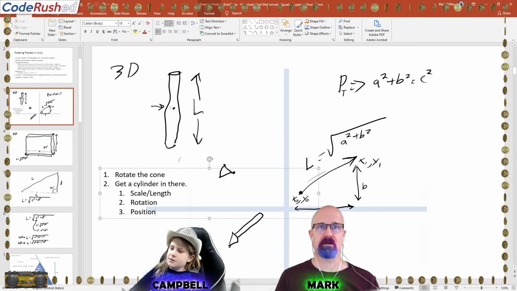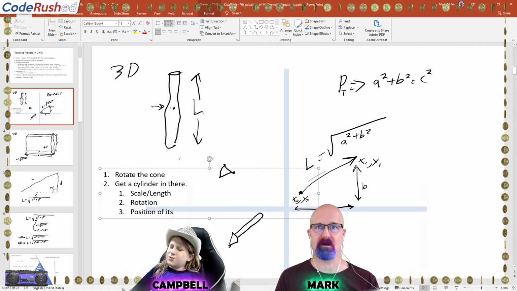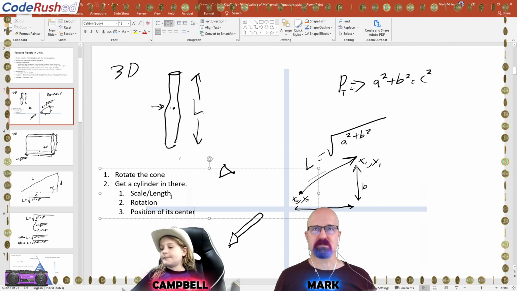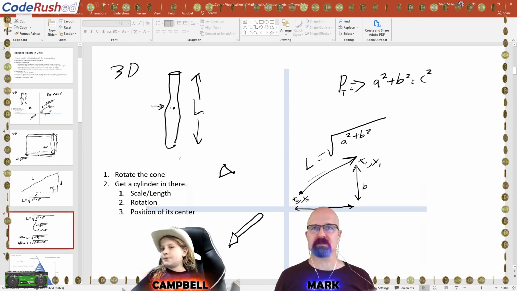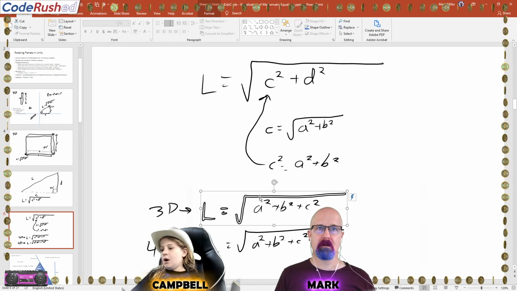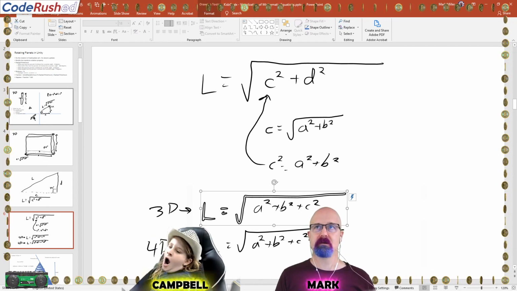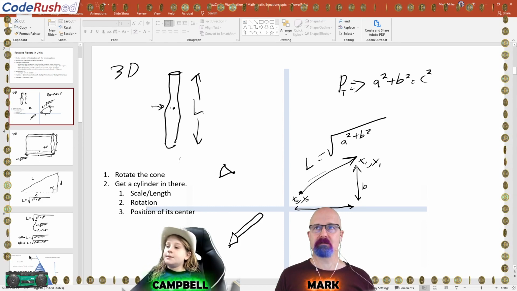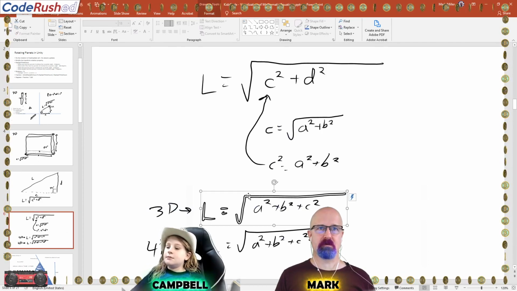I'm going to say we need to know the position of its center. Oh, right, because Unity doesn't put it at the edge; it's at the middle. So for scale length, we already got the math. It's this guy right here. That's our scale length equation, and we're going to use that to get the scale length. Was that too quick, Campbell, or do you follow that?